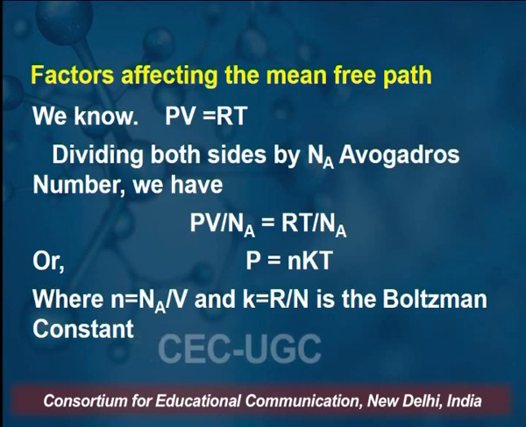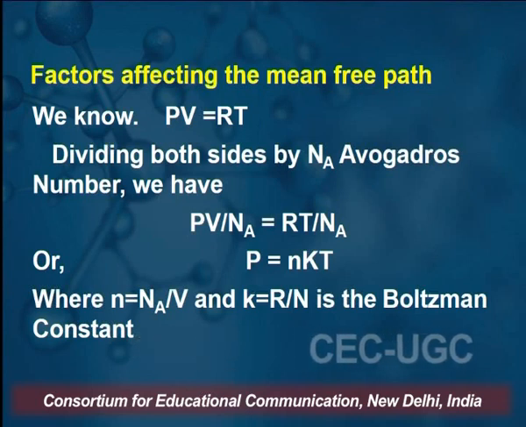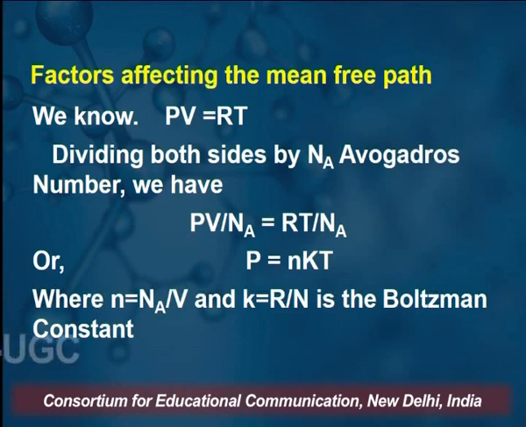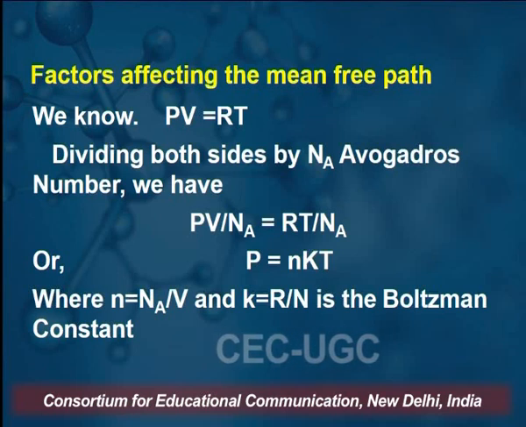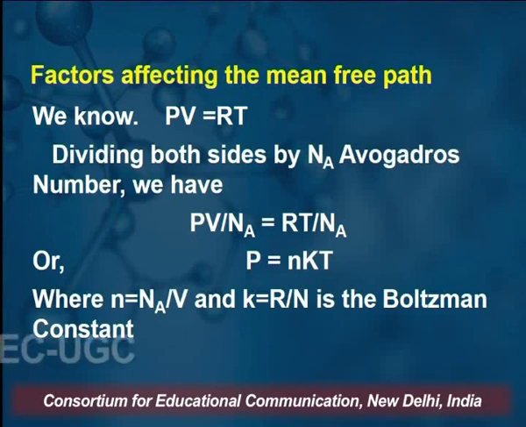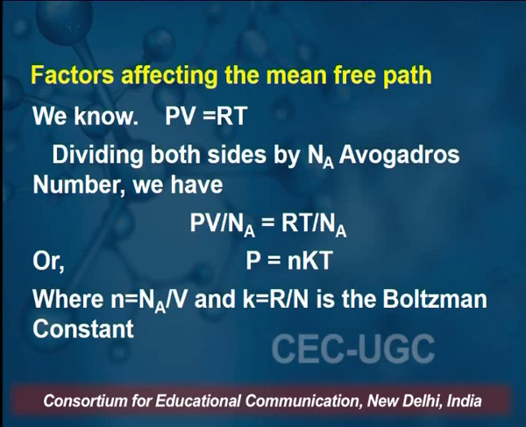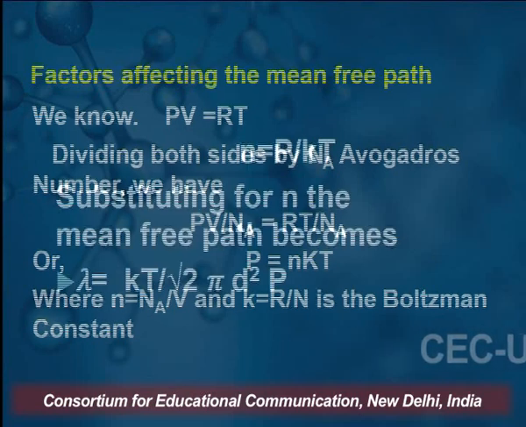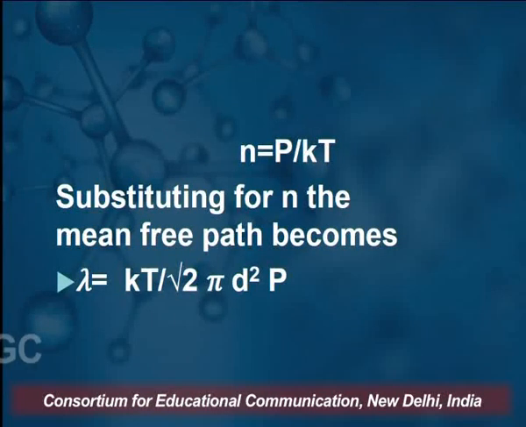This means that P is equal to small n into k into T, where small n is Na by V and k is R by Na, the Boltzmann constant. Here again you can see small n is the number of molecules per unit volume, or the Avogadro's number per unit volume, which means that small n is equal to P by kT.